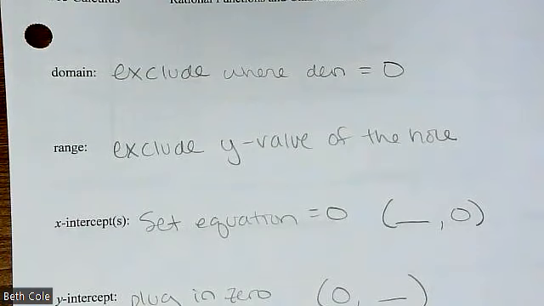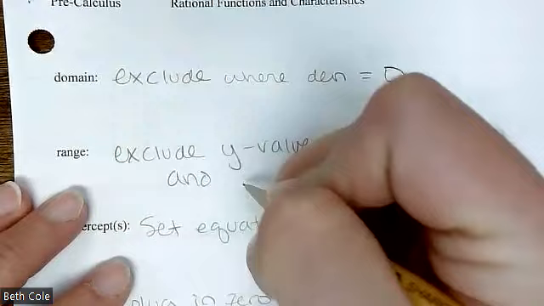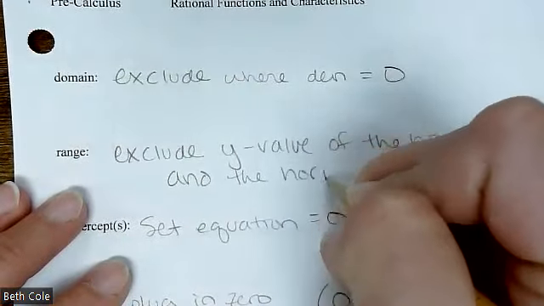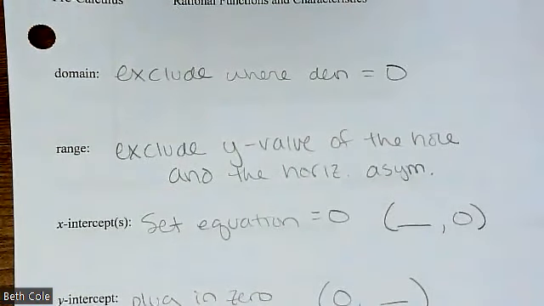Why is it the y part of it though? Why would you leave out the y part? It's just range. Domain is x, range is y. So you're going to exclude the y value of the hole and the horizontal asymptote. That's because if it levels off at that horizontal asymptote, then it won't touch that value. So you've got to leave that out.